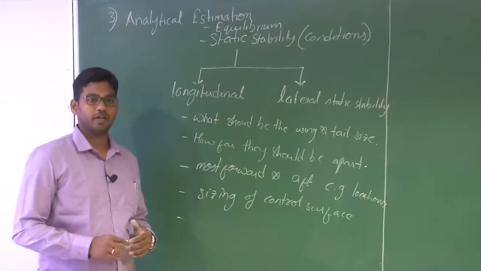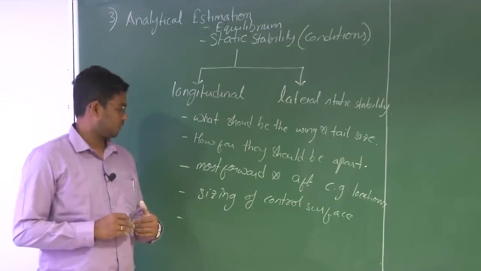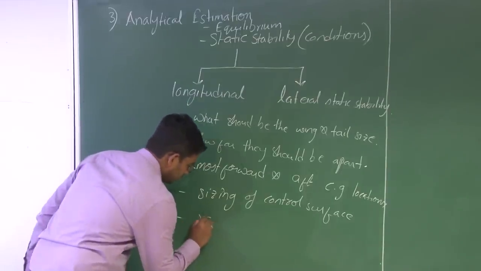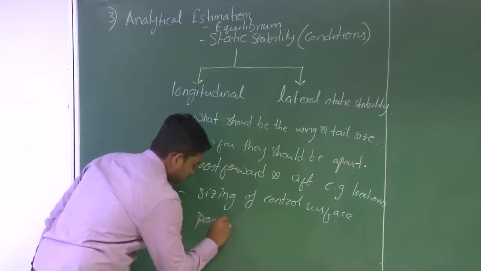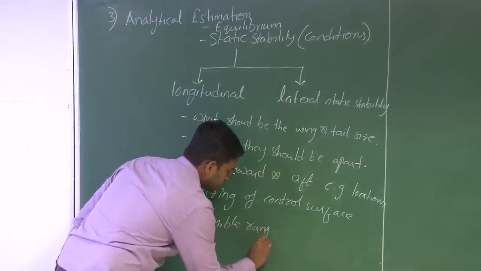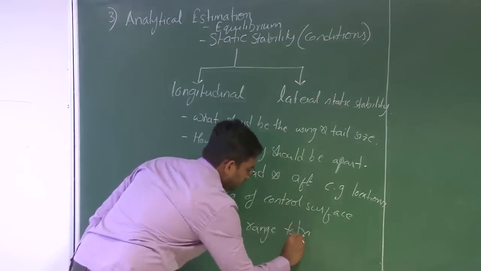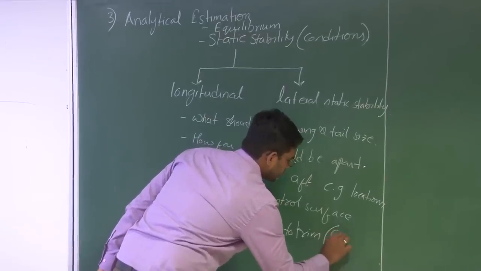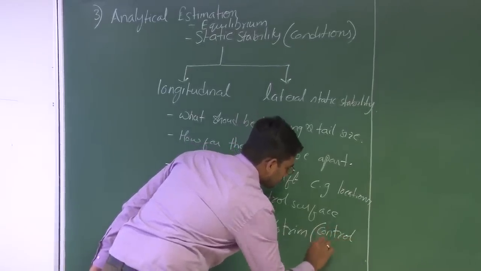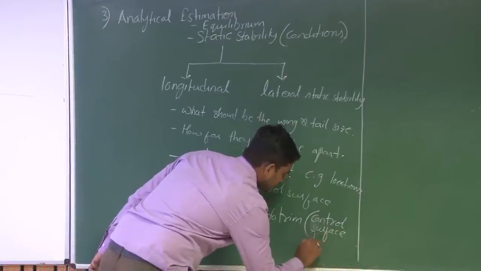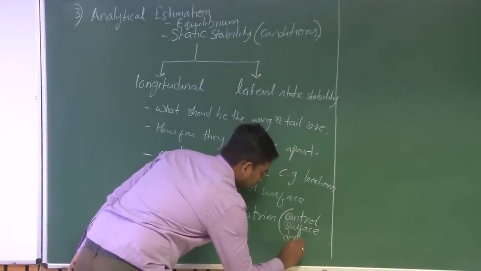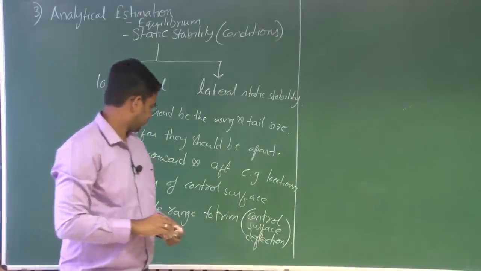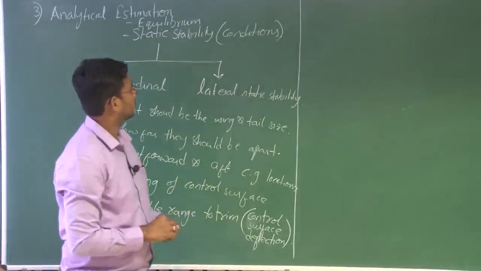So once we do this control surface sizing and at the same time the distances are fixed, then we need to understand what is the range of angle of attacks for which the aircraft can be trimmed. So we'll look at that possible range to trim. When we say possible range to trim, it talks about control surface deflections, possible control surface deflection. Okay.